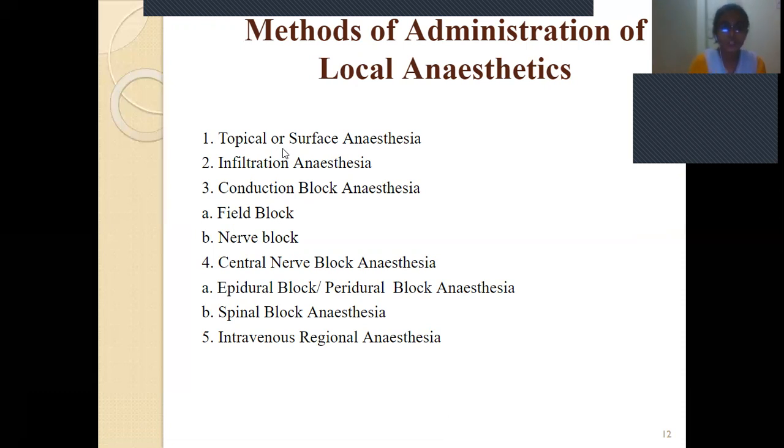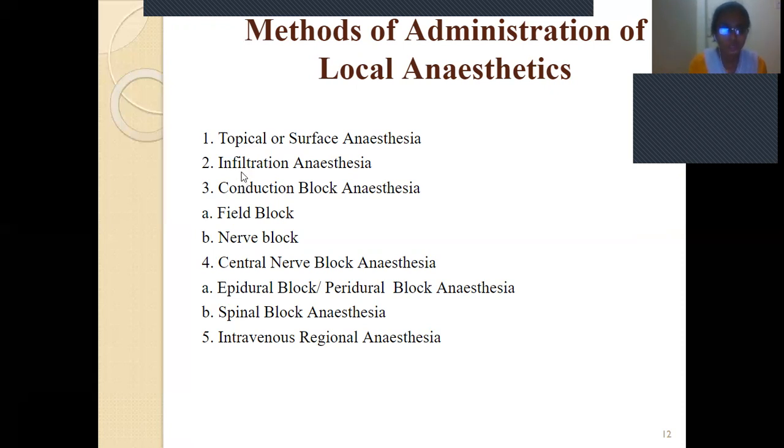Let's see what topical or surface anesthesia is. This can be applied on the surface, such as the mouth, nose, ears, trachea, and pharynx. The drugs we can apply as surface or topical anesthesia are cocaine, tetracaine, lidocaine, and benzocaine. It affects the sensory nerve endings.